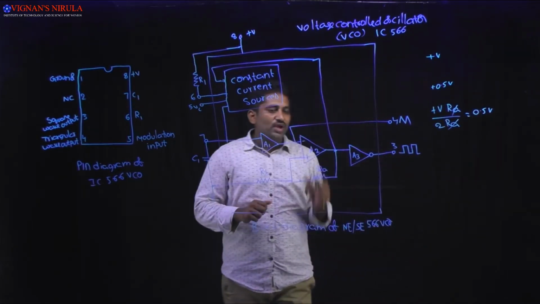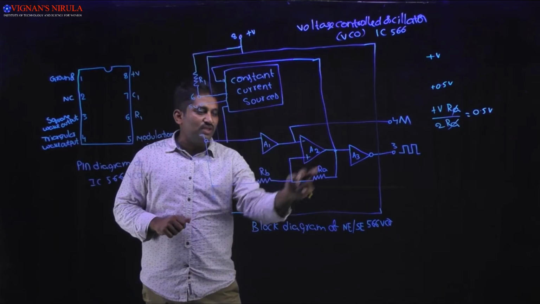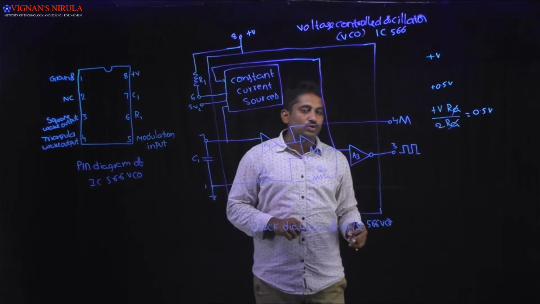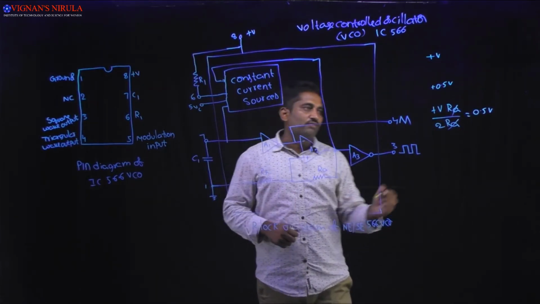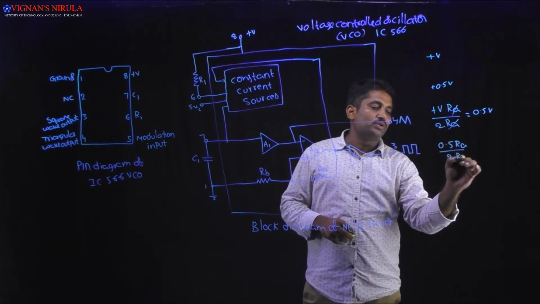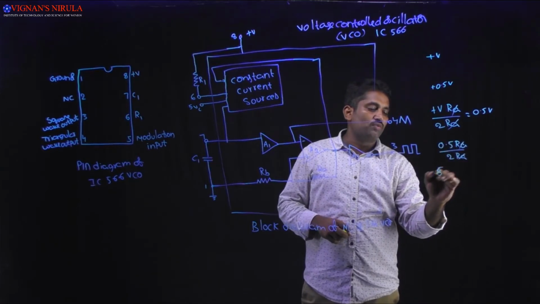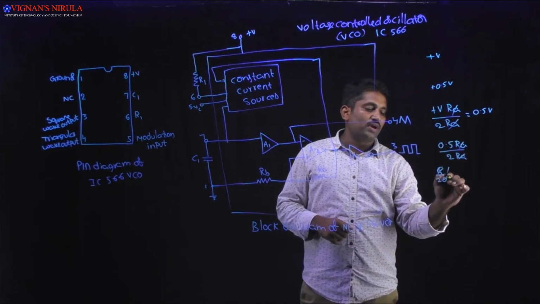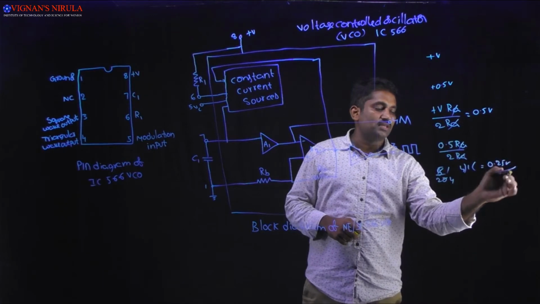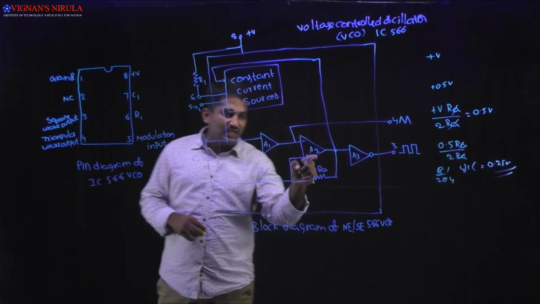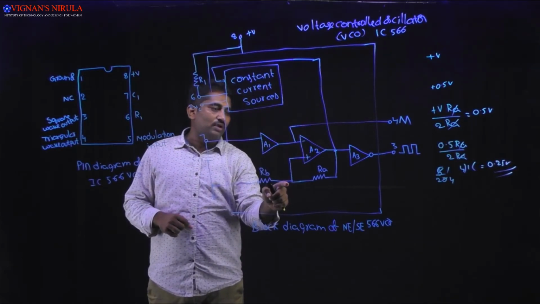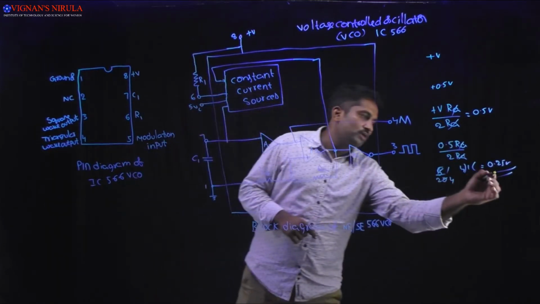So we may get 0.5 volts. That means whenever the output of the Schmitt trigger is plus V, the voltage at the non-inverting terminal of the Schmitt trigger is 0.5 volts. Similarly, if the output voltage of the Schmitt trigger is 0.5, then 0.5 into RA divided by 2 into RA. RA cancels, so 0.5 divided by 2, which is nothing but 0.25 volts. That means when the output voltage of the Schmitt trigger is 0.5 volts, the voltage at the non-inverting terminal of the Schmitt trigger is 0.25 volts.